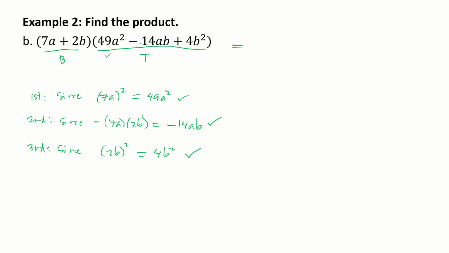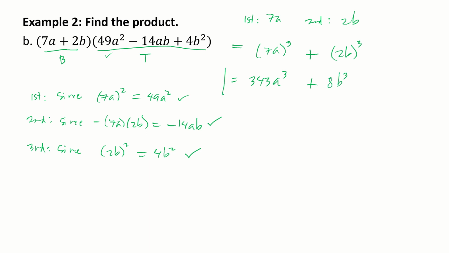So you focus your attention on our binomial where the first term is 7a and the second term is 2b. So get the cube of 7a. Then don't forget this is a plus, so this is also a plus. Then get the cube of 2b, our second term. The cube of 7a is 343a cubed. Then the cube of 2b, 2 times 2 times 2, is 8b cubed. That's our answer.